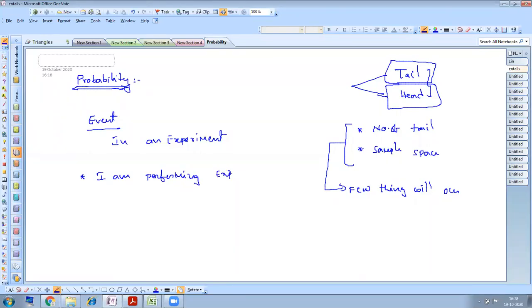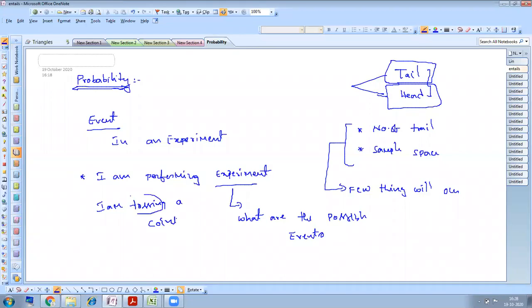Listen, guys, clearly. It's interesting if you keep it in mind. And I know what the possible events are. That means I am tossing a coin. So tossing a coin is my experiment. And what are the possible events? The result may be head, the result may be tail.